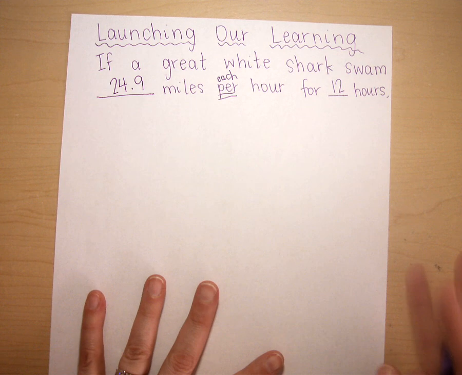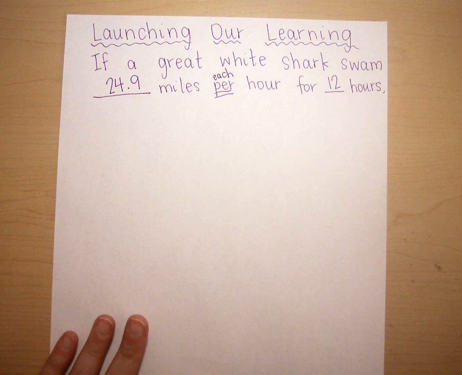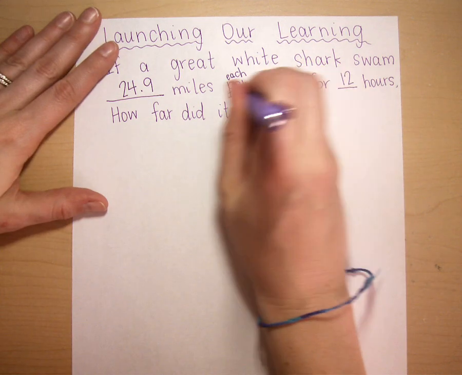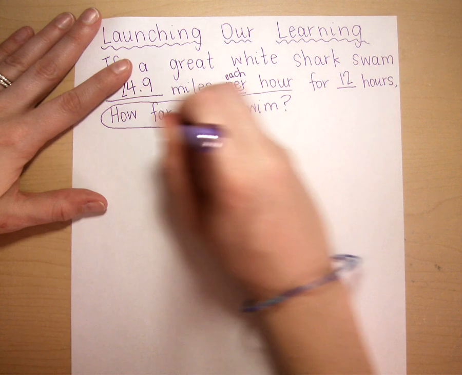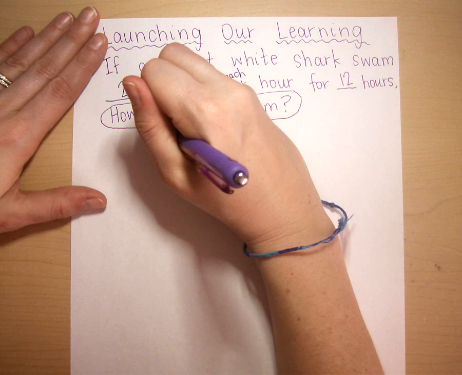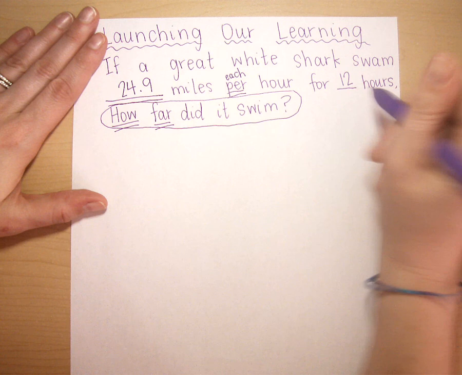Then our third read, we're going to be looking at that question. And so I'm going to pause. What do you think the question's going to be? Did you guess how far did it swim? Well, if you did, you get a gold star for today. That is our question. We're trying to figure out, how far did this shark swim? What I like to do is I like to circle the question. That helps me go back and reflect at the end, make sure I'm answering the question, and I want to know how far. So I've read my problem 3 times.